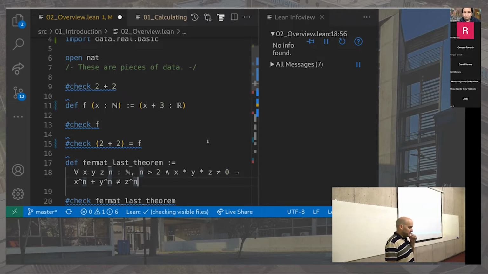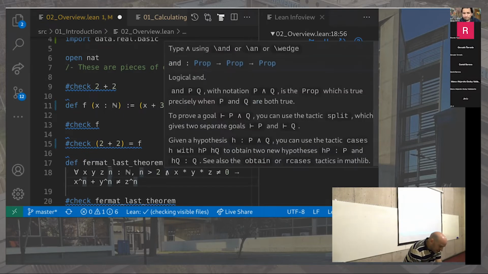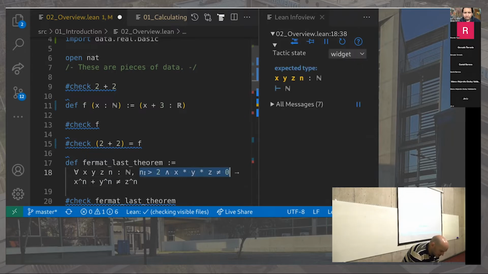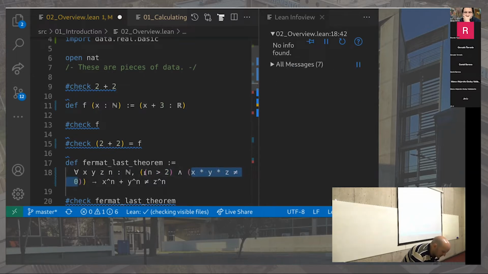Yes. How does the interpreter know how to put the parentheses? Because I can read it in several ways. I guess that this one has the highest priority, so the parenthesization is something like that. Computer scientists don't like using parentheses. So you see now it's even less readable than before, but this thing implies that x to the n plus y to the n is different from z to the n. Okay.